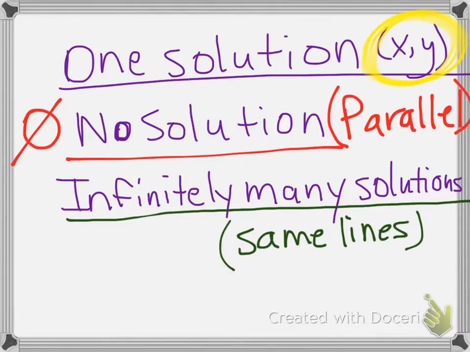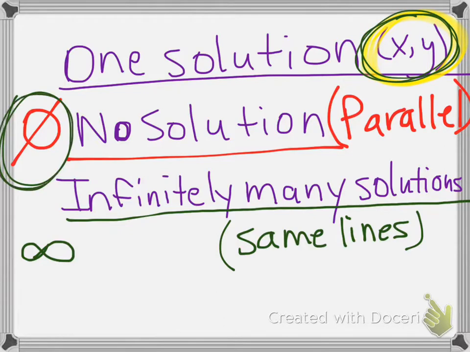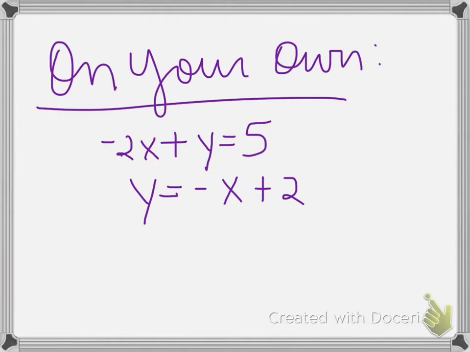And if infinitely many solutions is a lot to write, then you could use this symbol right here, which you've seen before, and that's a sideways 8. Okay? So you're either going to have one solution, no solutions, or infinite solutions. Those are your only options when it comes to graphing systems of lines.